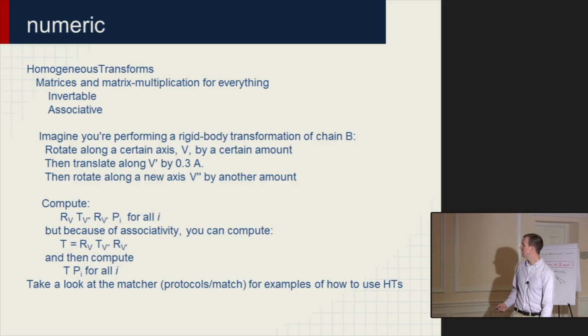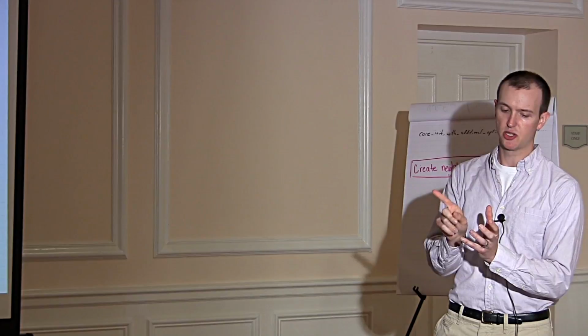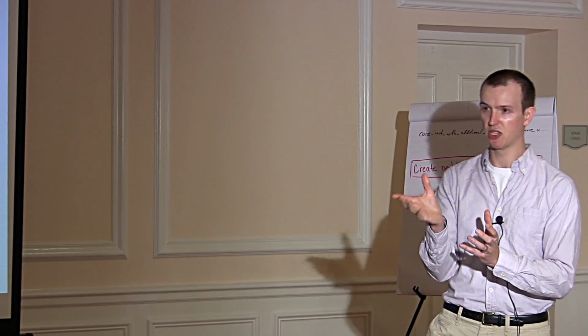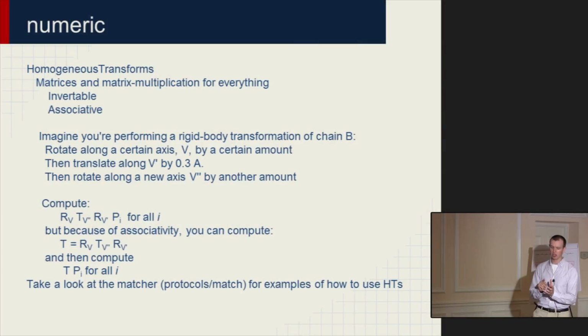They're invertible, they're associative. So let's say you have two chains, chain A and chain B, and there's some rigid body transform that connects the two. And you want to rotate chain B about a certain axis, V, by a certain amount, and then translate along this new V prime by 0.3 angstroms, and then rotate along a fourth axis by another quantity. Then you could compute this by taking the rotation about V, a translation along V prime, and then, did I do this wrong?